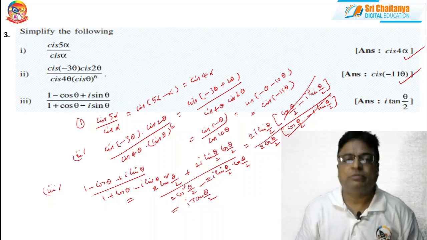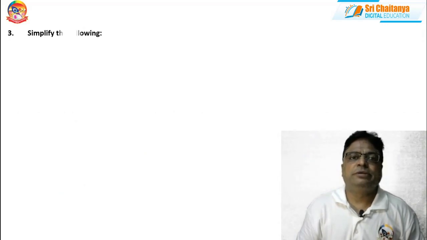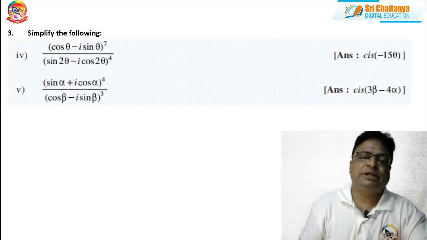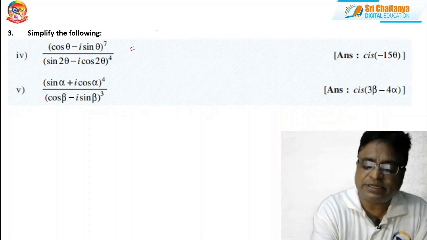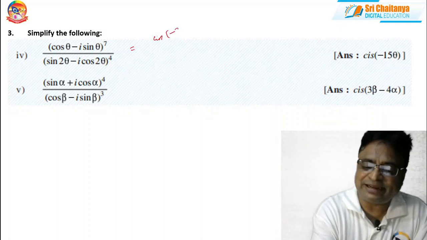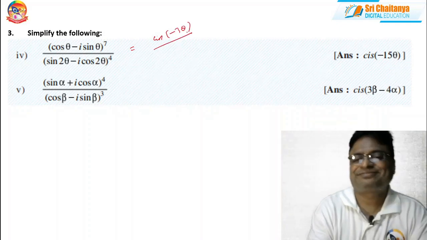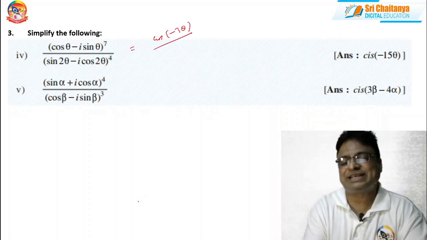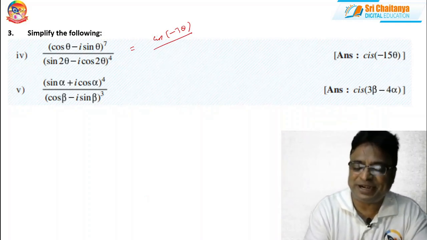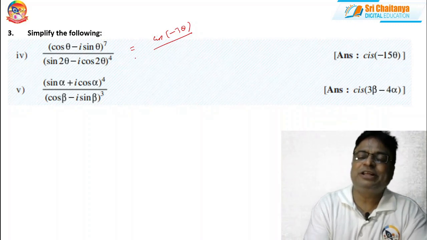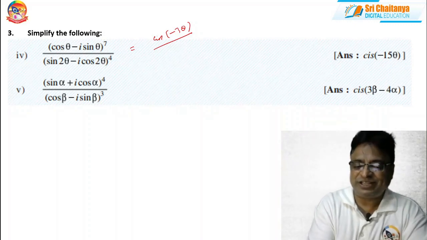Now, coming to the third, fourth and fifth problems. What about this, cos theta minus i sin theta whole power 7? That is cis minus 7 theta. I can write it directly like this, because it is cos 7 theta minus i sin 7 theta. Similarly, the denominator. Be careful with the denominator, it is not in the regular format.